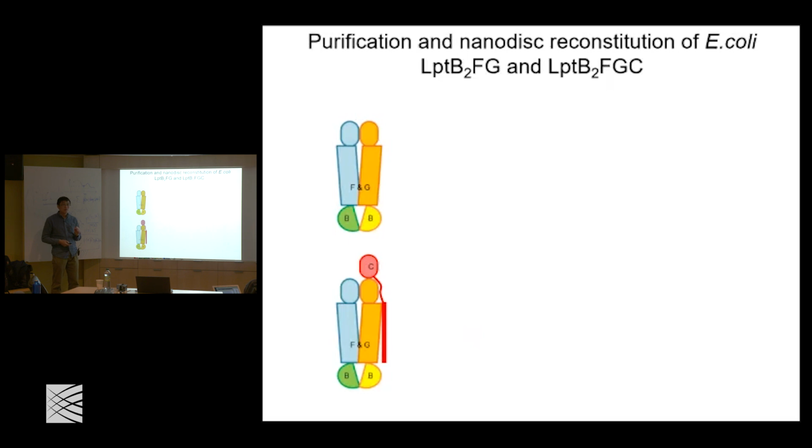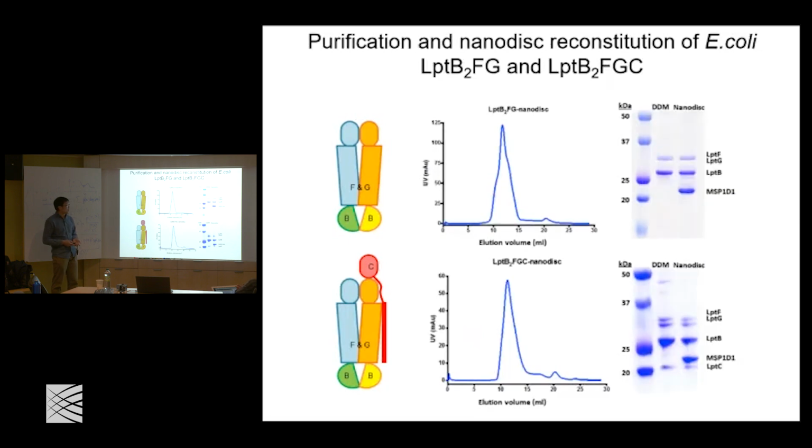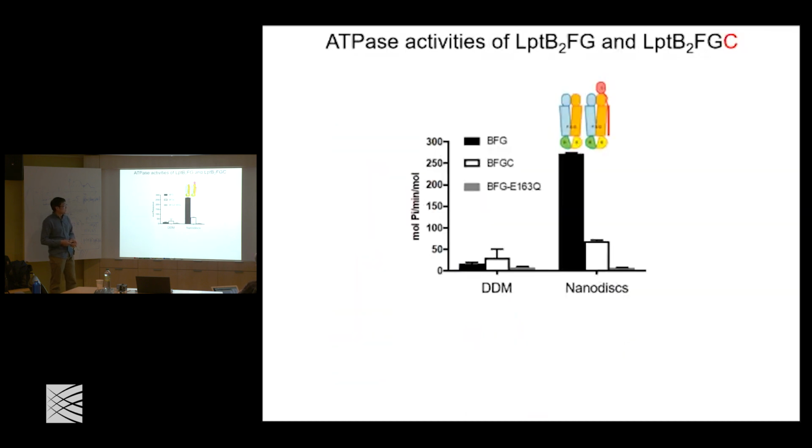Essentially, we take a very similar approach as MsbA. We overexpress and purify these two complexes from E. coli and reconstitute them into nanodisc. Running on the gel, you can see the MSP1 protein. First, we also look at the ATPase activity. Very interestingly, we have two findings. One is this complex in nanodisc is much more active than in detergent. Second is when we have the full complex with LptC, the activity is actually much lower.